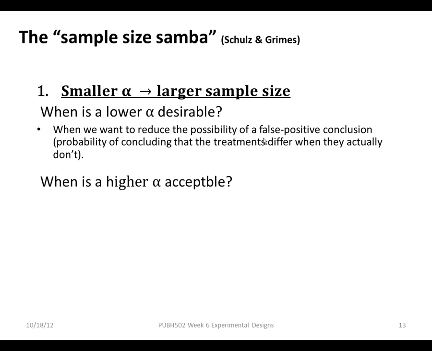When is it okay, though, to go up? With alpha, maybe up to 0.10 instead of 0.05. Well, if the cost of a false positive conclusion doesn't matter, if it's pretty minimal, then that might be an appropriate choice.